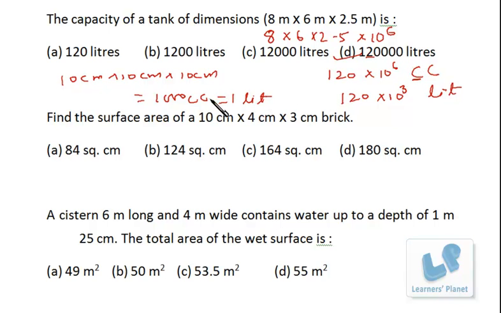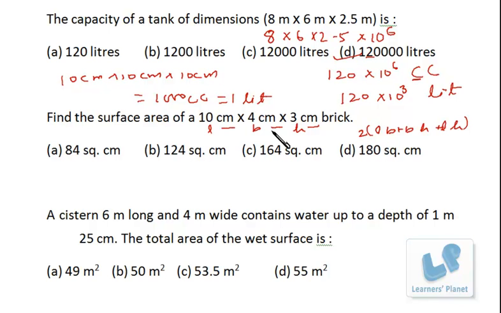Okay, just remember this, 1 liter is 1000 cubic centimeter, that is 1000 cc, right? Now find the surface area of a 10 centimeter into 4 centimeter into 3 centimeter brick. Always be careful that the units should be same, right? In this case it's same, so directly you can multiply. What is the surface area of a brick? That is 2 times lb plus bh plus lh, right? This is length, this is breadth, this is height, right? You just put the value in this formula, you will be getting the answer.